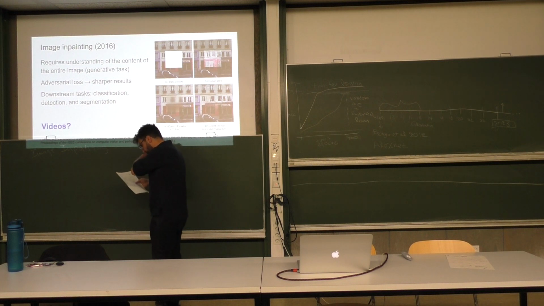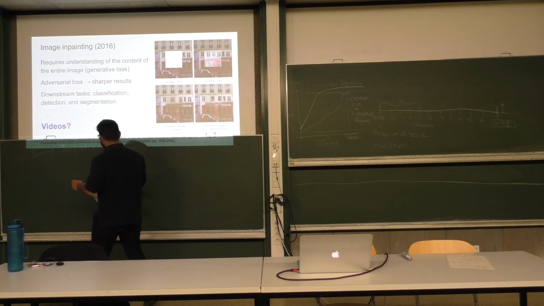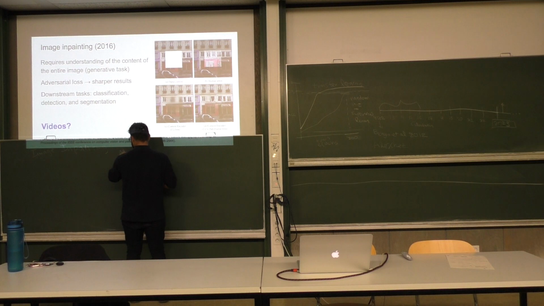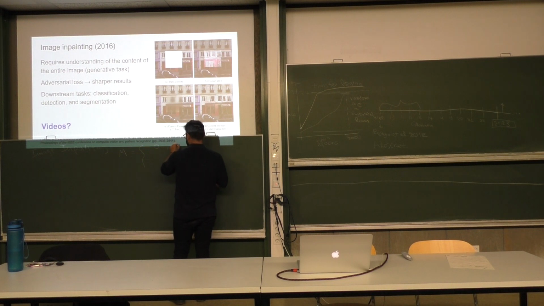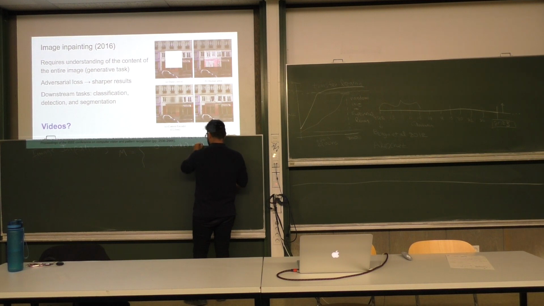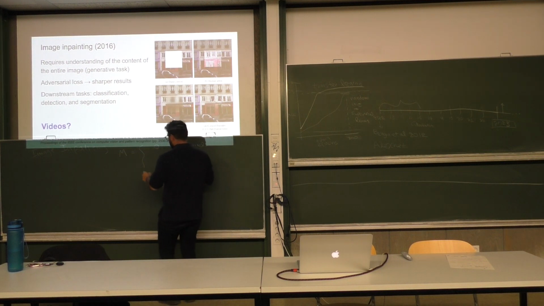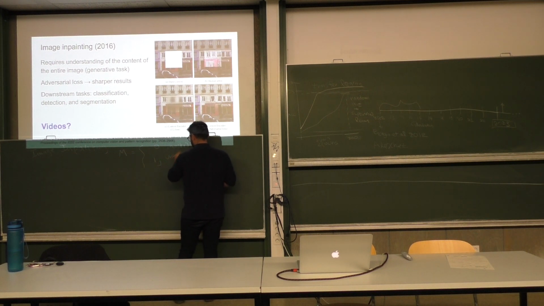Okay, so I will just formulate the task in a more mathematical way. So let's say we have a mask where 0 indicates the masked pixels, which is the one that will be dropped, and 1 indicates the unmasked pixel.